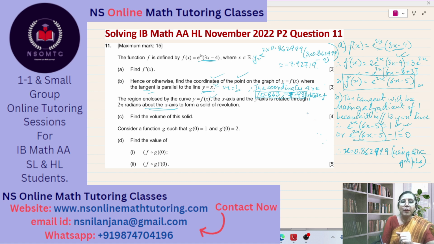What is the volume of revolution formula? It will be equal to pi times the integral from a to b of y squared dx. So this is the formula. You will be getting this formula in the formula booklet as well. And y is this. We have found the lower limit as 0, but what about the upper limit?